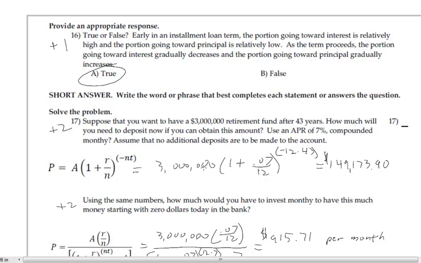So there's $3 million I want in the future. Plug in all the variables, 0.07, 12, 43 years. So if you have $149,173.90 today, you'd have $3 million in the bank 43 years from now at 7%.